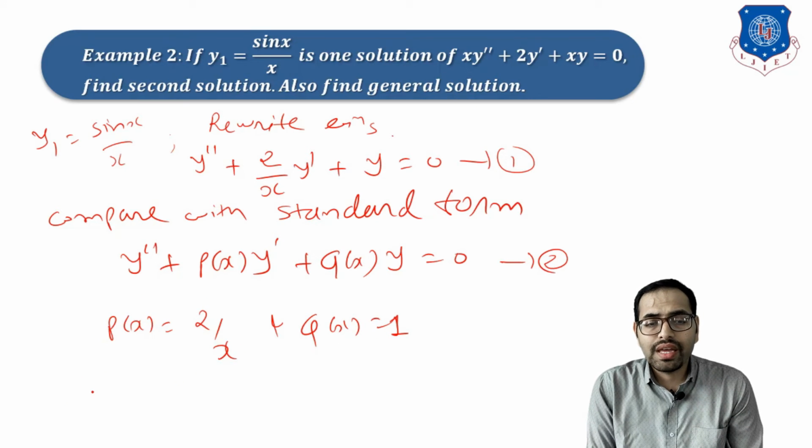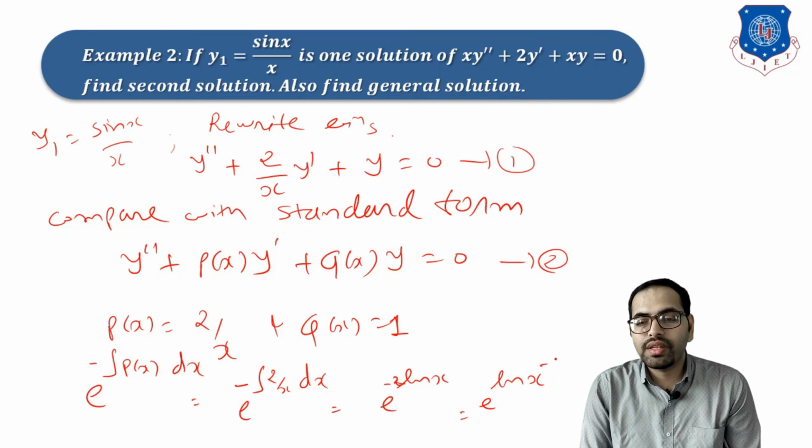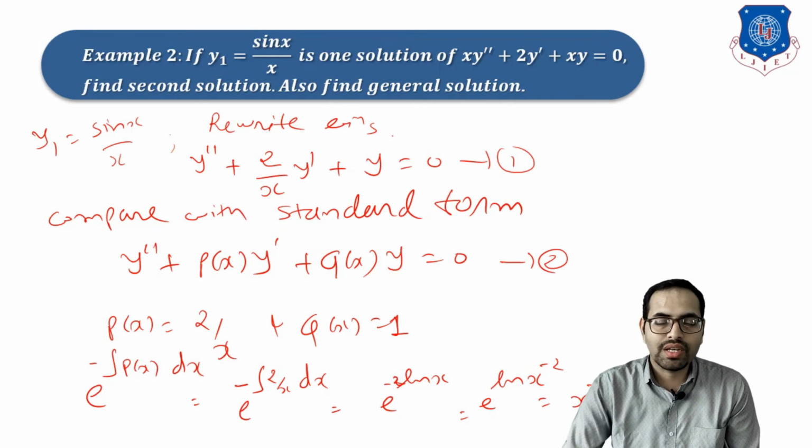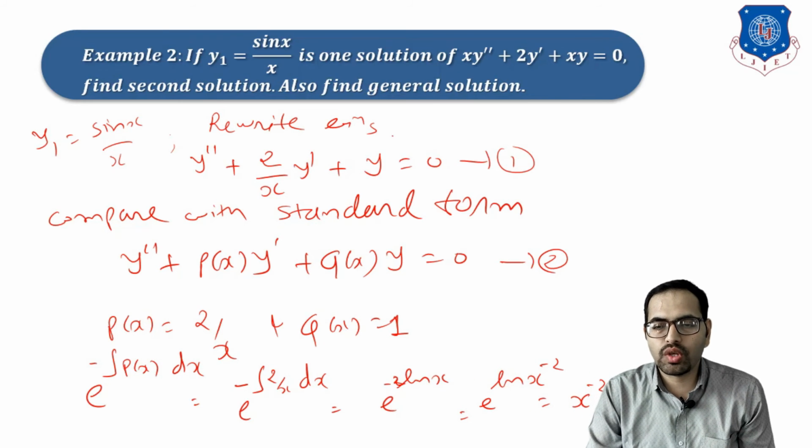For that we require e raised to minus integration p of x dx. Then e raised to minus integration 2 by x dx. Then the integral of 1 upon x is ln x, so minus 2 ln x. Then according to the properties of logarithm, minus 2 comes in the power, and we can write it as x raised to minus 2, which is 1 upon x square. With the help of this value, we find the value of u of x.